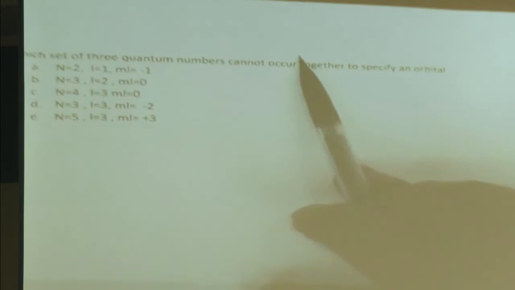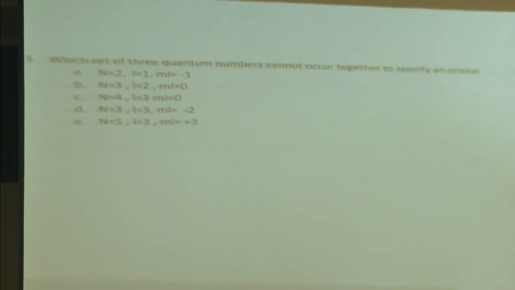Which set of 3 quantum numbers cannot occur together to specify an orbital?